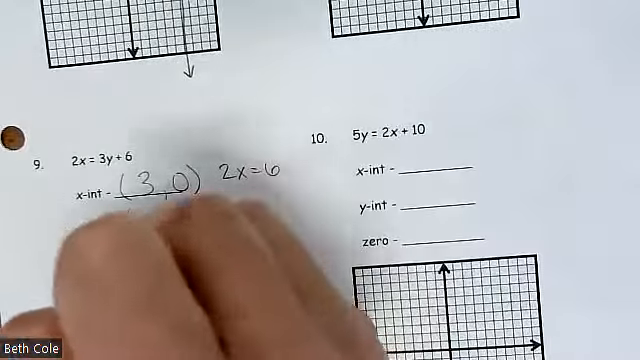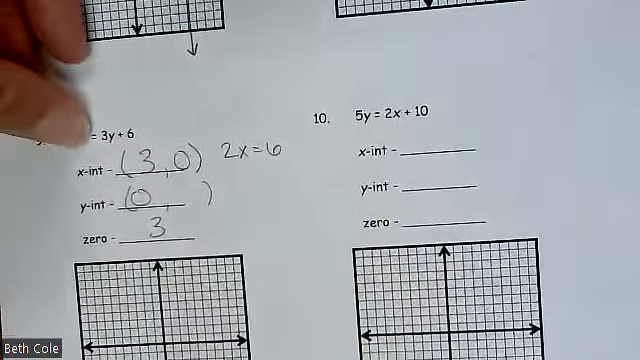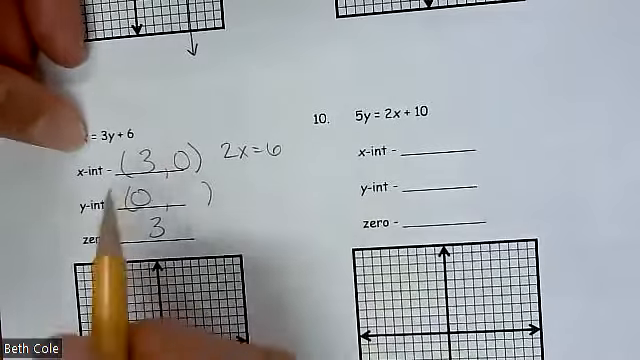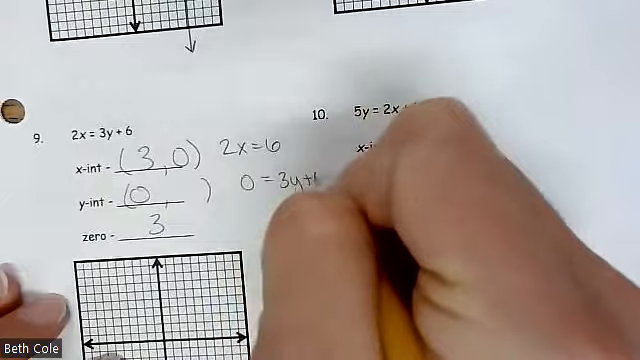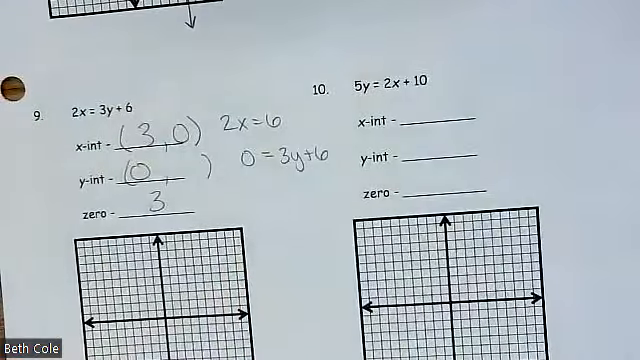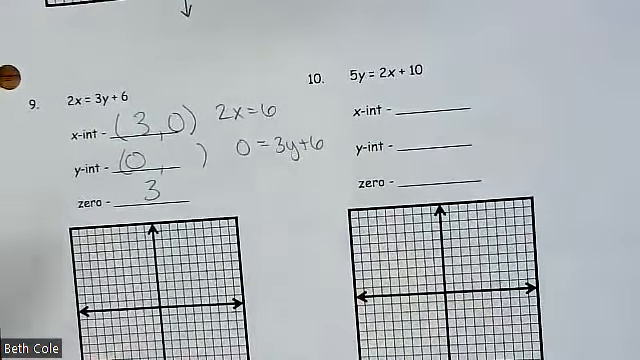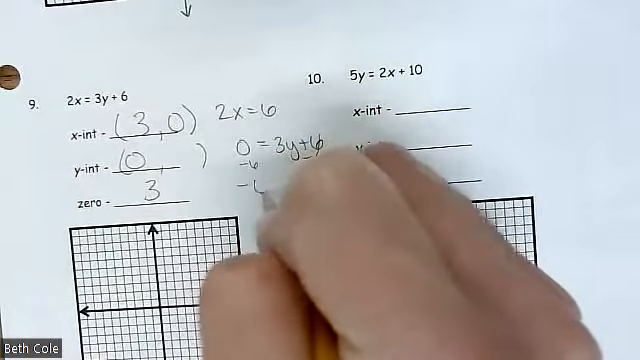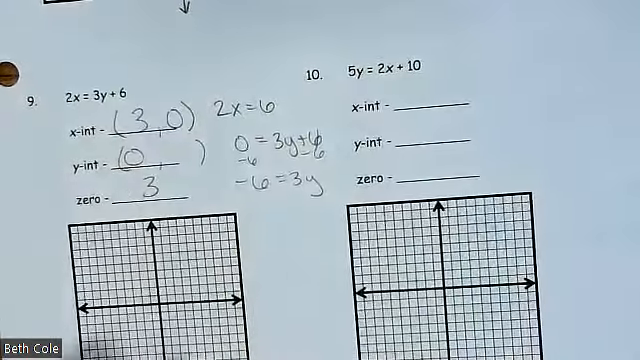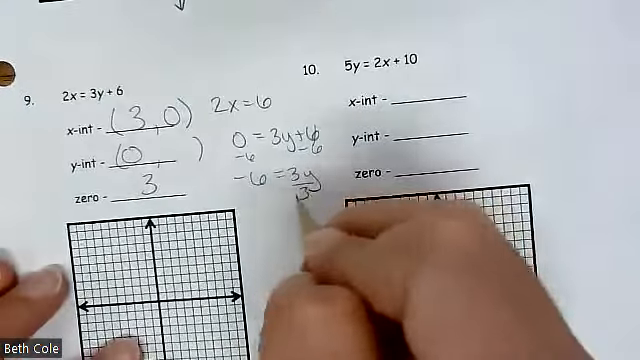For your y-intercept, you're going to plug in 0 for x. So this one, if I cover that up, that's gone. You would have 0 equals 3y plus 6. And then you would have to actually work that out. That one you probably wouldn't do in your head. You'd have to actually solve it. What would you do to both sides? Subtract 6. Good. What is it? Negative 2. Perfect.